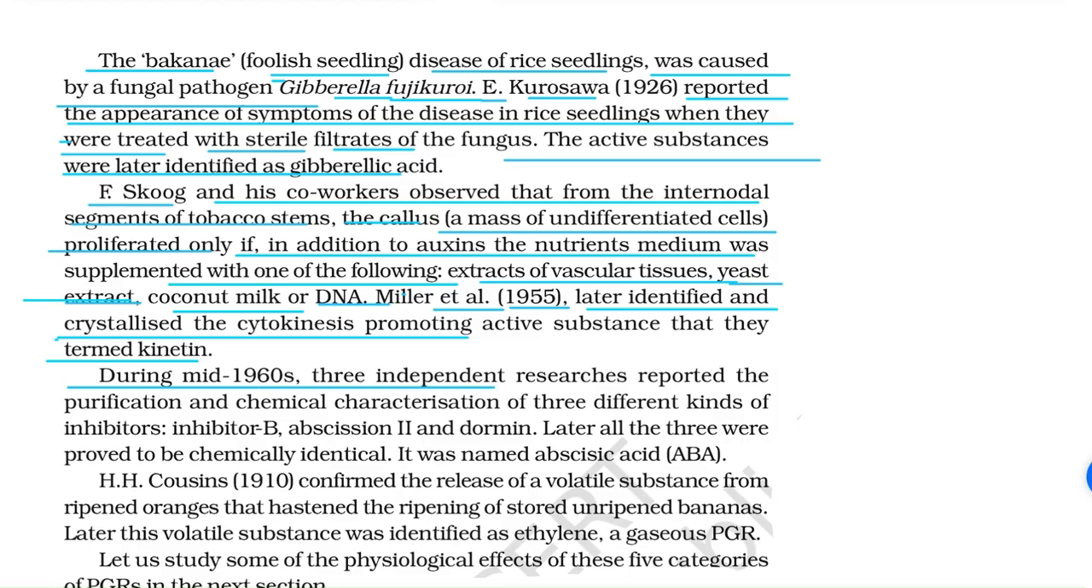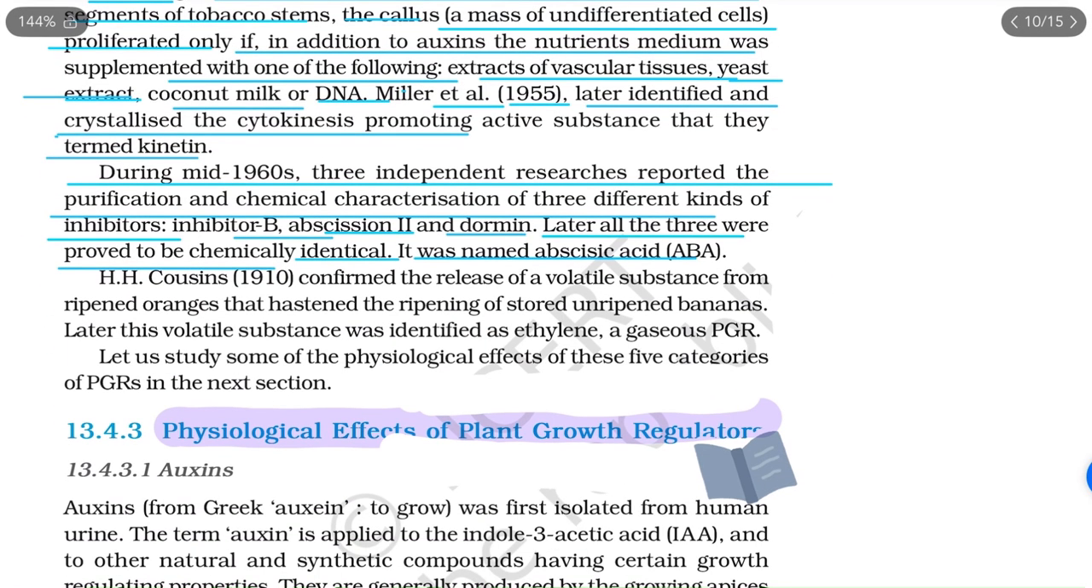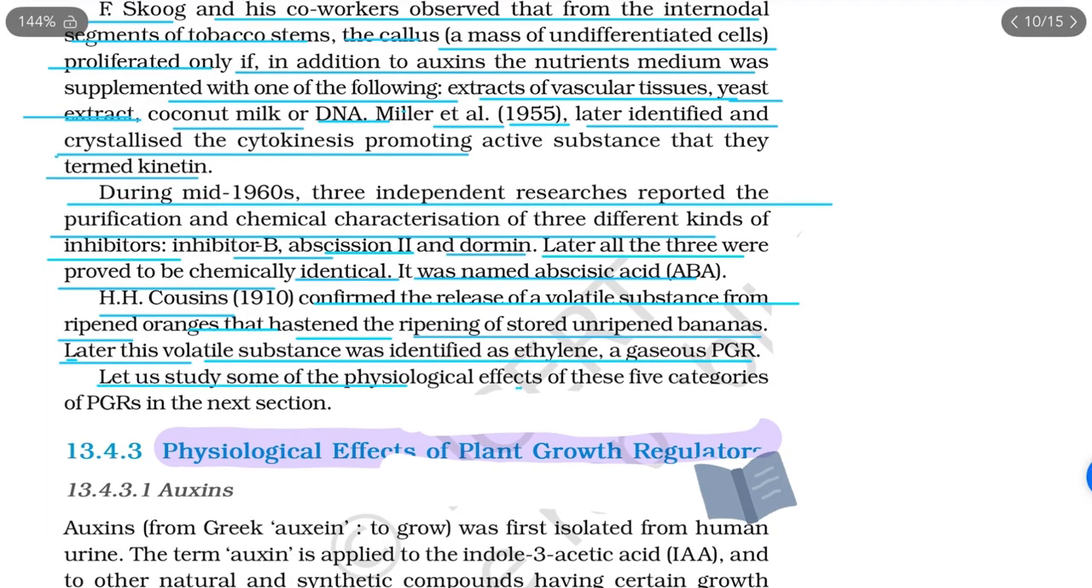During the mid-1960s, three independent researchers reported the purification and chemical characterization of three different kinds of inhibitors: inhibitor B, abscission II, and dormin. Later, all three were proved to be chemically identical. It was named abscisic acid, ABA. H.H. Cousins confirmed the release of a volatile substance from ripened oranges that hastened the ripening of stored unripened bananas. Later, this volatile substance was identified as ethylene, a gaseous PGR. Let us study some of the physiological effects of these five categories of PGRs in the next section.